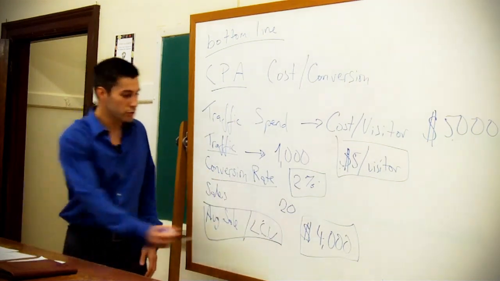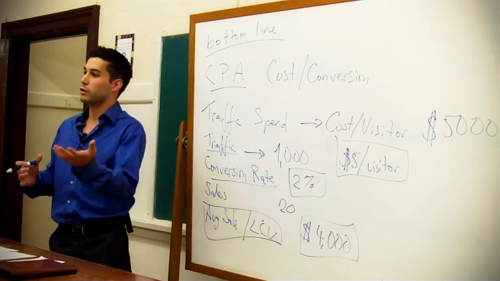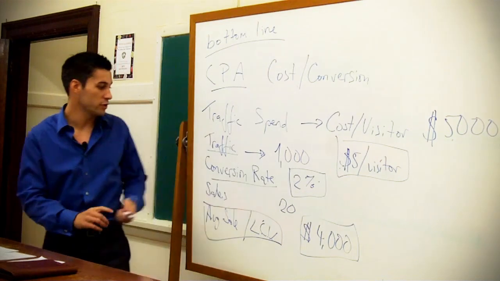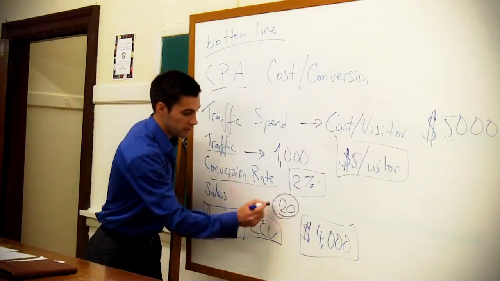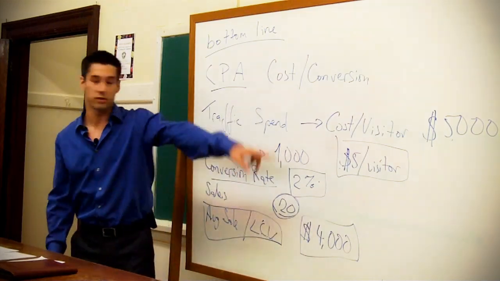That's really it. Once you know this number, then you know what you can spend per lead. So what your CPA is, what your cost per conversion is. So to get these 20 leads, per lead, there's a certain cost associated to that.